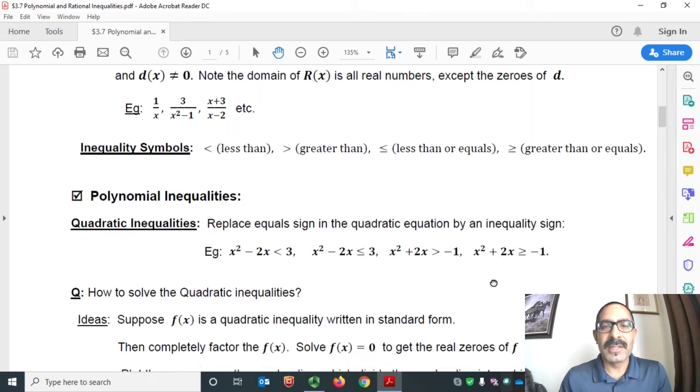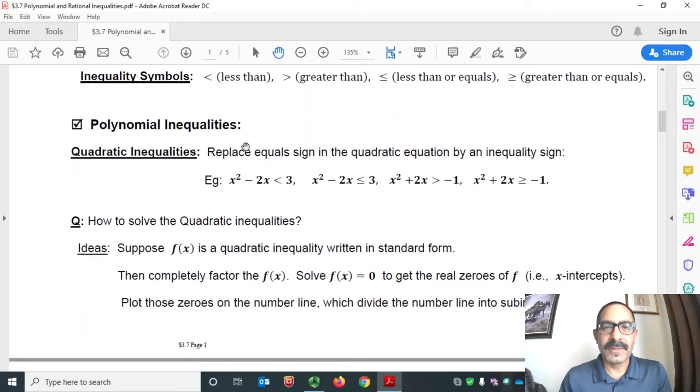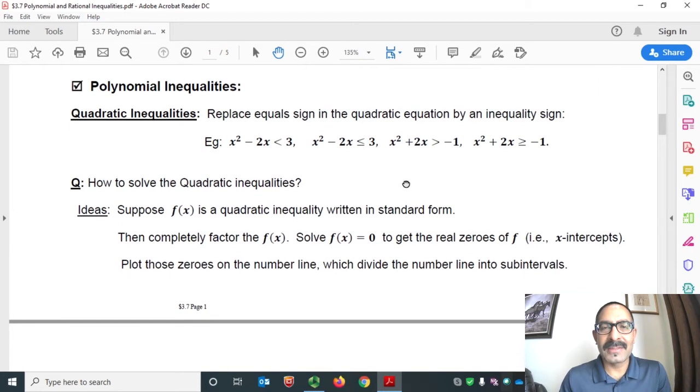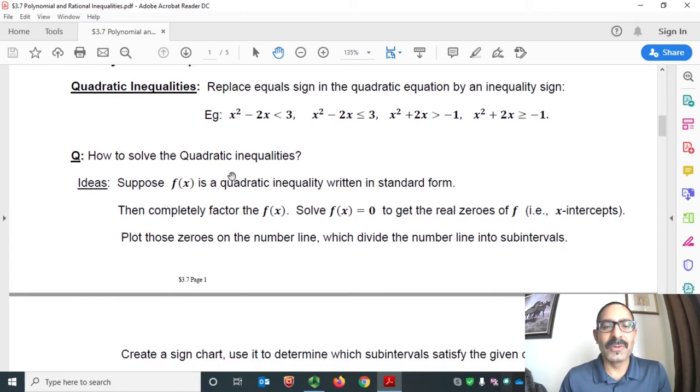So now, let's talk about polynomial inequalities. First, quadratic inequalities. The idea here is to replace the equal sign in a quadratic equation by an inequality sign. For example, x squared minus 2x strictly less than 3, x squared minus 2x less than or equal to 3, x squared plus 2x strictly greater than negative 1, x squared plus 2x greater than or equal to negative 1. So the question at this time we ask ourselves is how to solve quadratic inequalities.